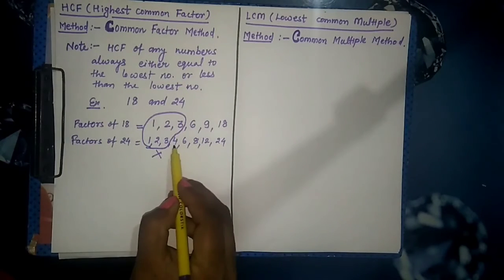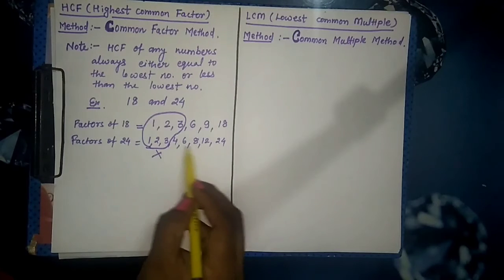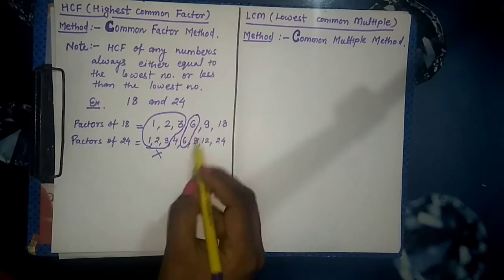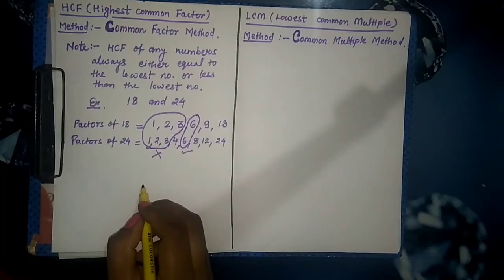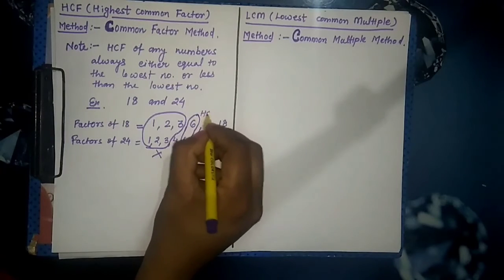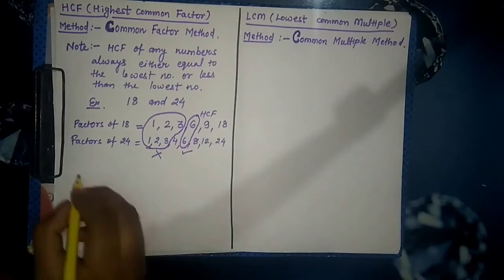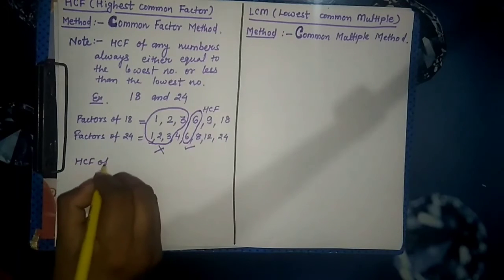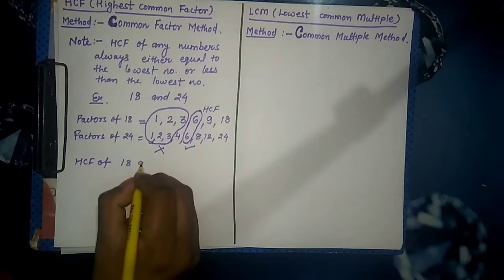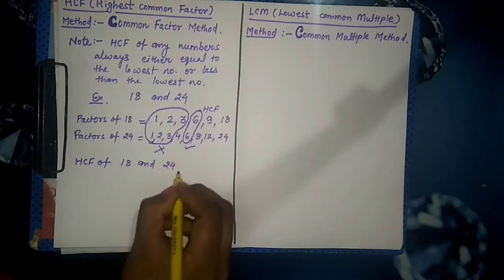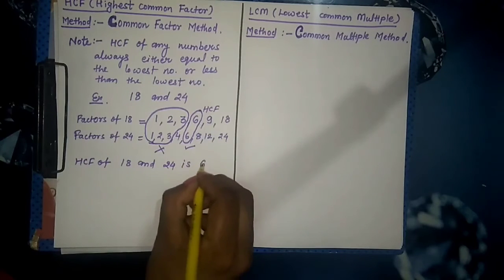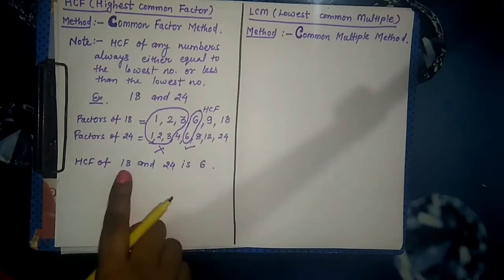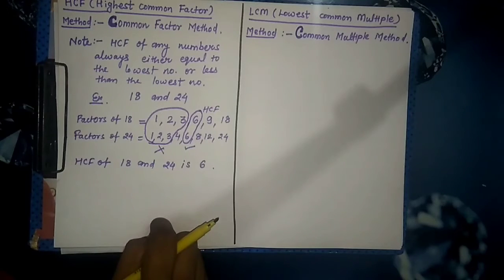We are not interested in these, but the highest factor, that is 6. We are interested in this factor because this is the highest common factor between 18 and 24. This is our HCF. There is no number which is common and greater than 6 in both lists. So here we can write that the HCF of 18 and 24 is 6. I hope the above point is clear now. That is, HCF is less than the lower number, 18, here.